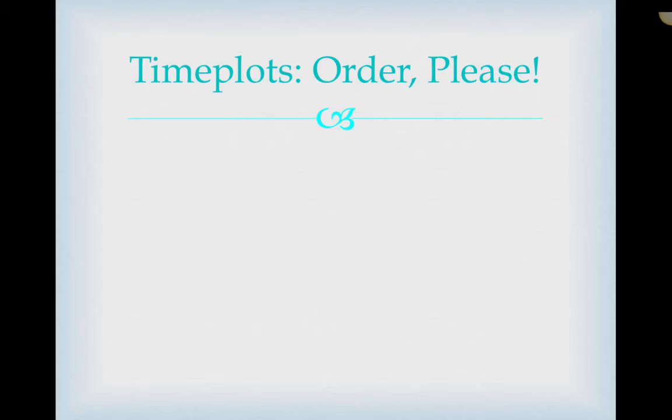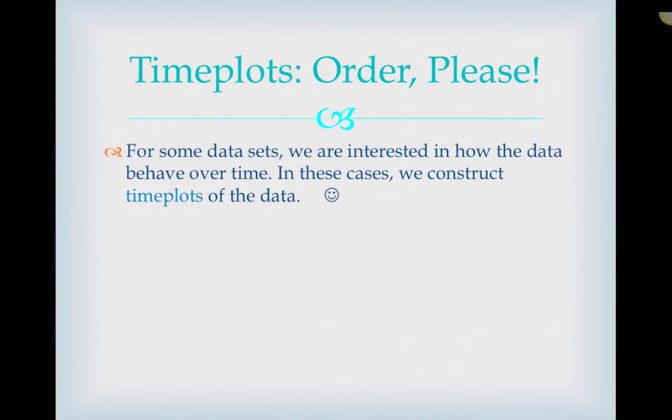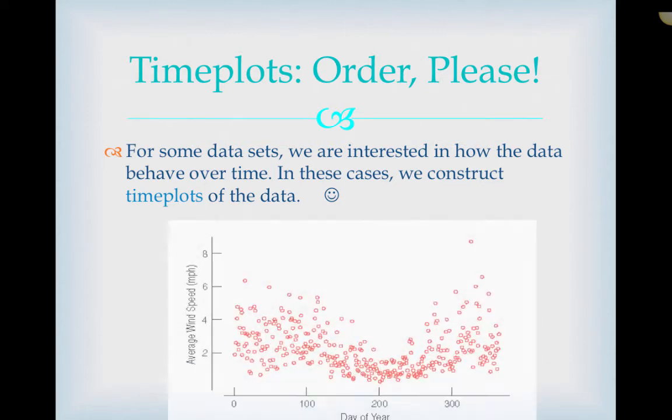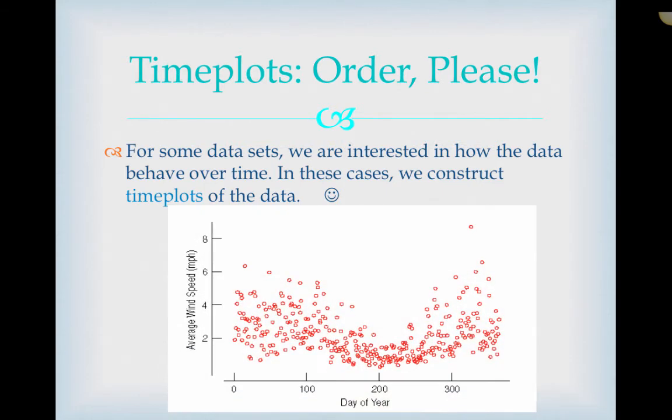We're going to finish up Chapter 5 today, starting with time plots. Time plots are only a small part of statistics, but they are useful when we're interested in looking at how data behave over time. For example, still using the average wind speed, we can see the average wind speed for each day over the course of a year. This allows us to see how the data progress as the year moves on.